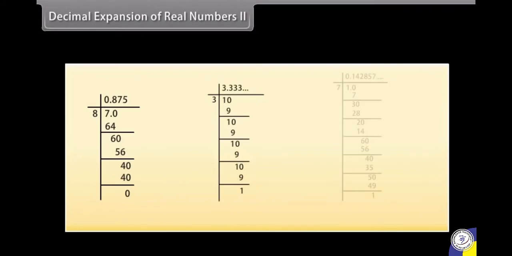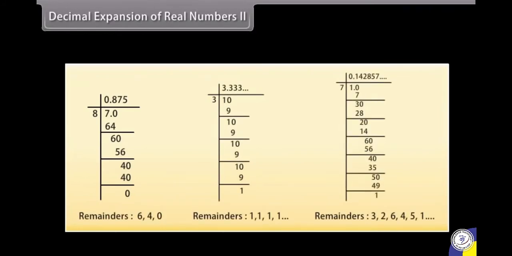Did you notice something here in all these examples? Notice that here the remainder either becomes 0 after a certain stage or starts repeating itself. Let us go through these cases one by one.